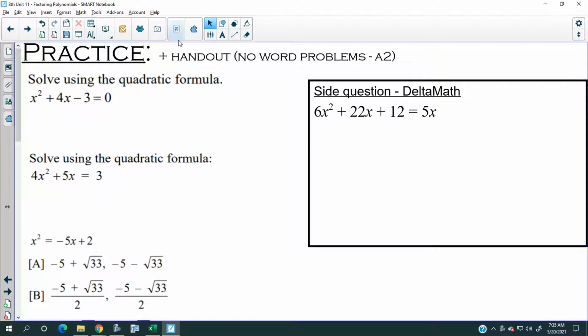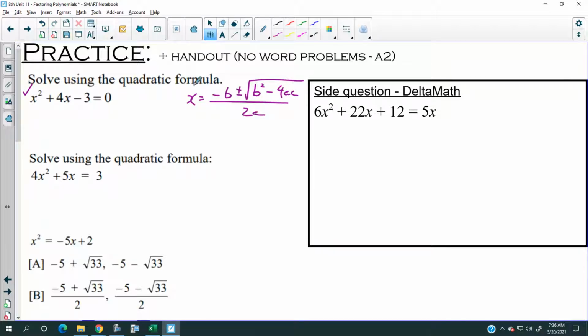Now, let me make sure I'm recording. Okay, let's just get right into it. See if you can remember. I have to assume when you're looking at this video that you haven't thought about the quadratic formula today yet. Do you remember what the quadratic formula is? It's negative b, plus or minus the square root of b squared minus 4ac, over 2a. So there's your quadratic formula.